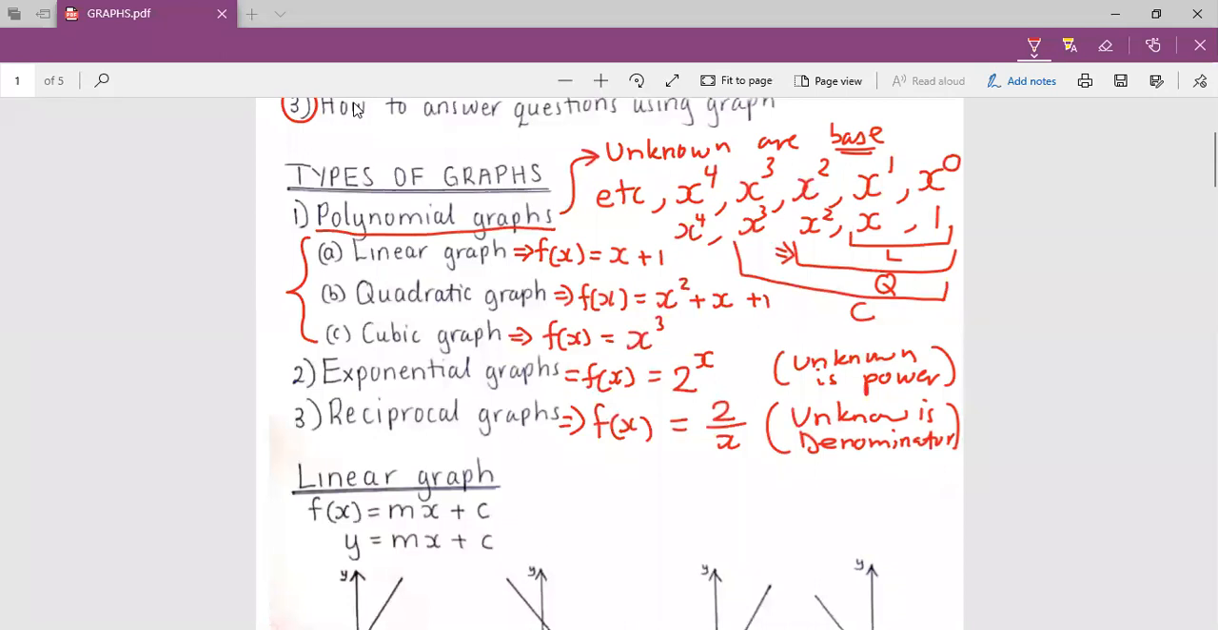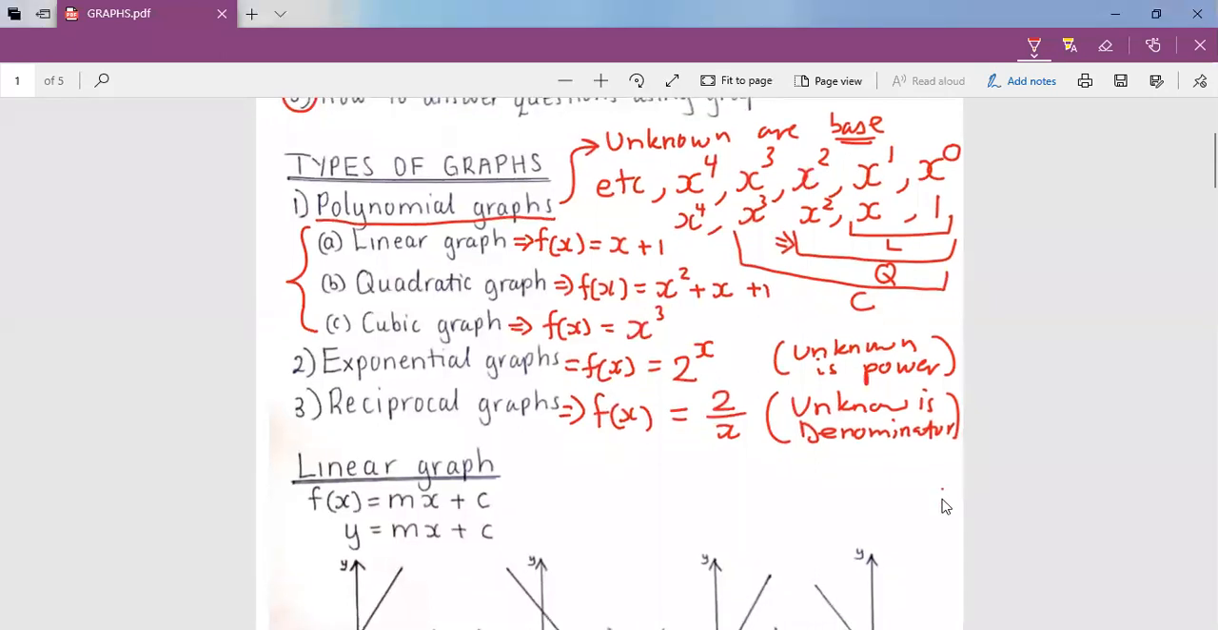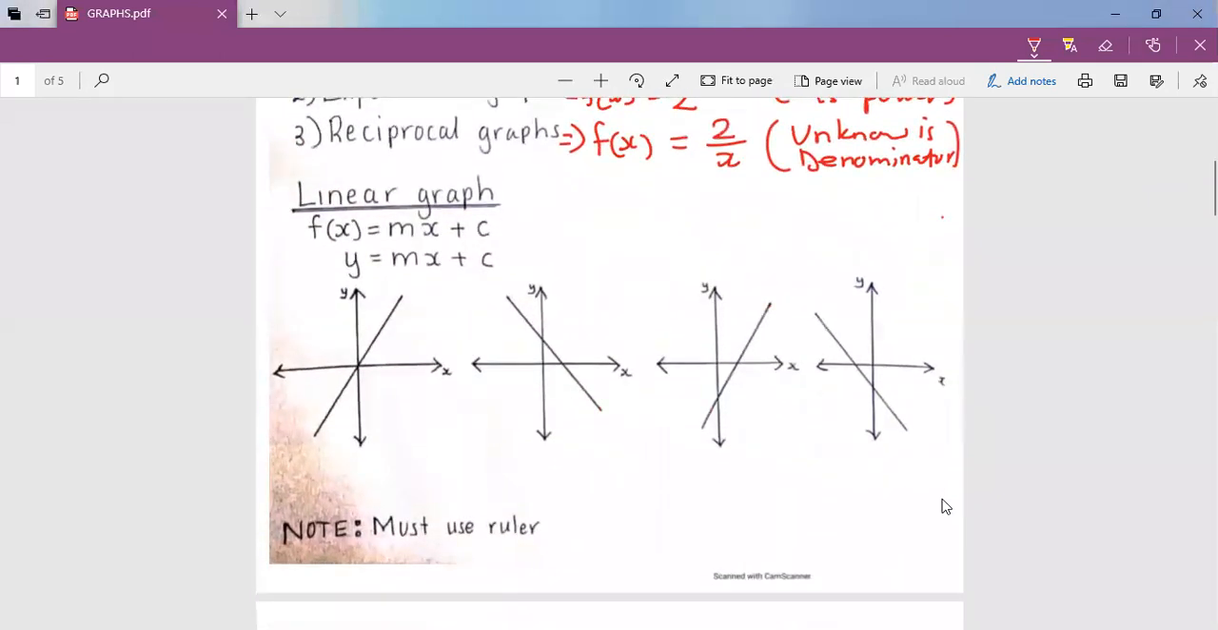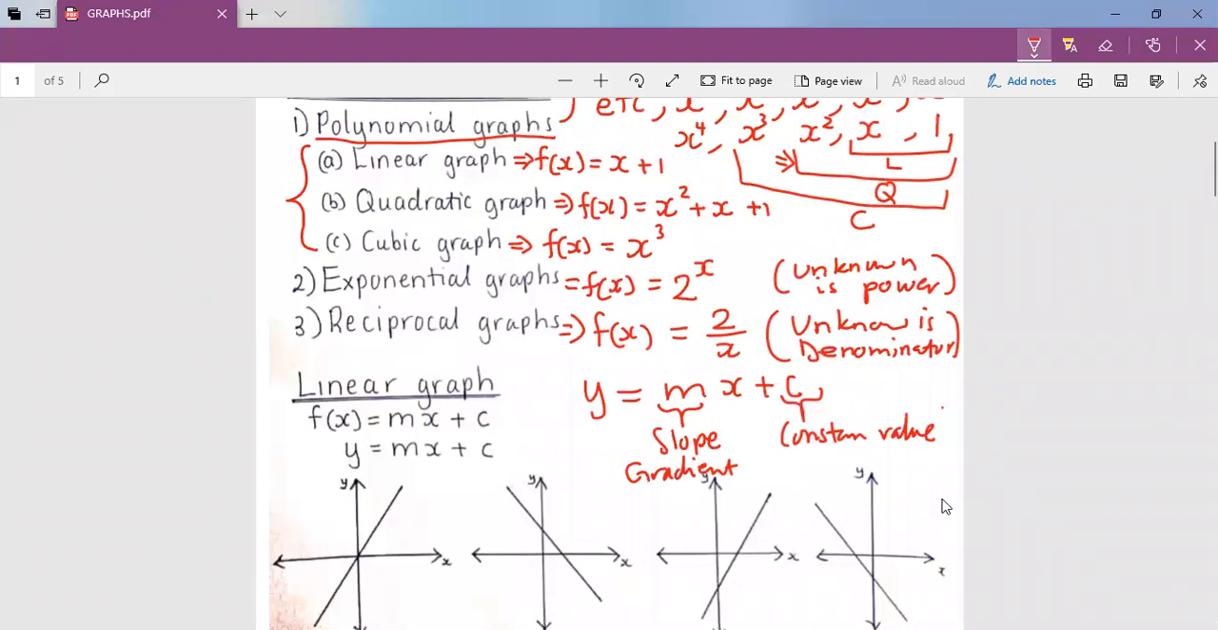Now, to begin with is the linear graph. This is the graph which we have been looking at so many times, right from primary school. It is given by the equation mx plus c, and we know m stands for slope, and slope means gradient, and c stands for constant value. Constant value is a number which does not have a known x. Look here above, we said we have x for linear and then a constant. So here our x is here, and this c stands for a constant.